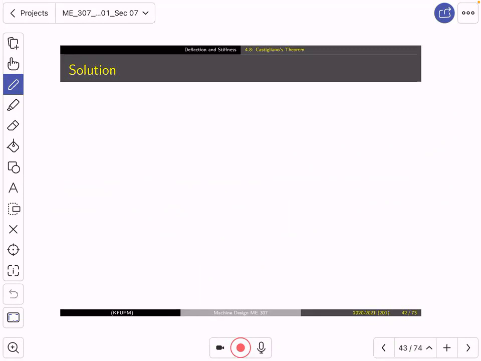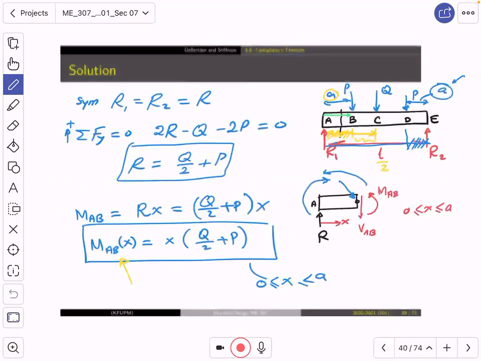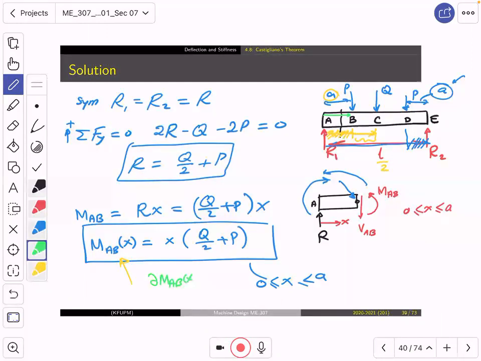I know it is very hard to go back to the equation, but let me show you very quickly. The first one now, I need to take the moment of this one, dM_AB/dx, with respect to Q. And then what would I get? Look carefully. If you look at this equation, you will get xQ over 2 plus xP. Right?